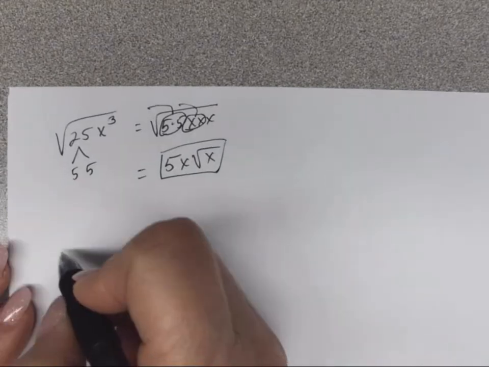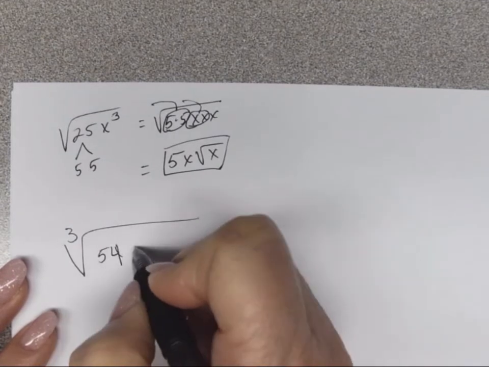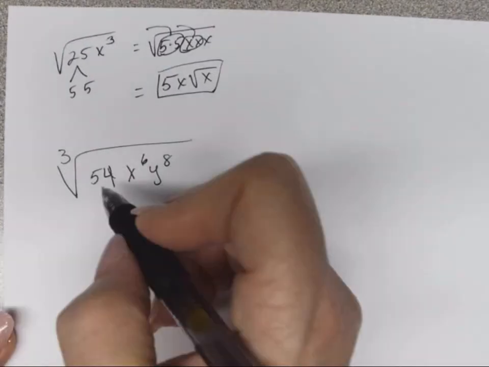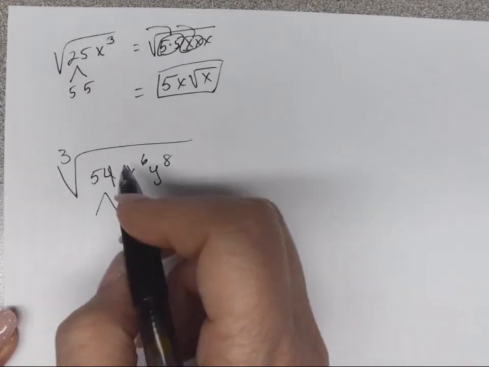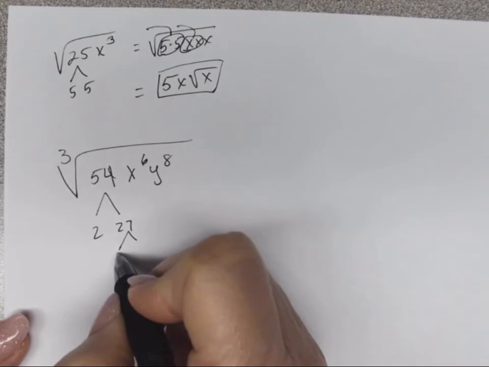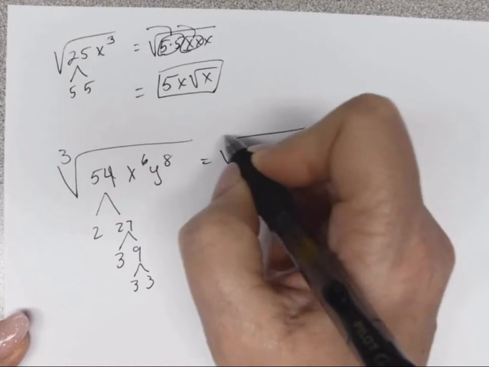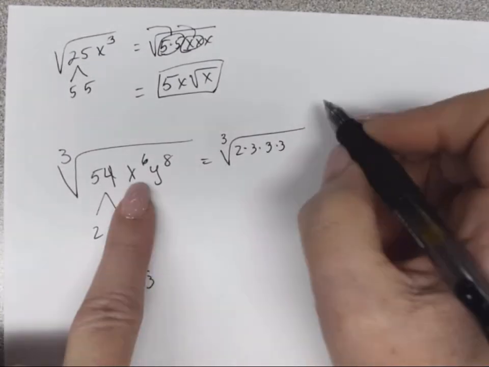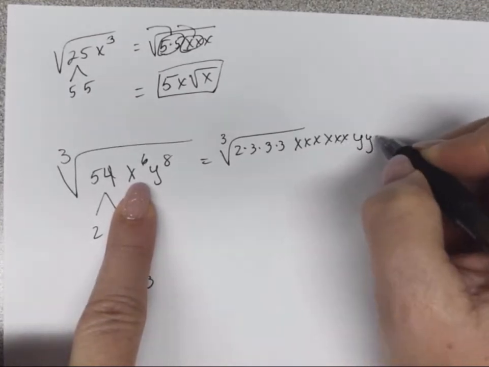All right, let's look at the cubed root of 54, x to the 6th, y to the 8th. So again, 54 we're going to break down. We can break that down a couple of different ways. I'm going to just go with 2 times 27. This 27 would be 3 times 9. 9 is 3 times 3. So this becomes the cubed root of 2 times 3 times 3 times 3. I have 6 x's, and I have 8 y's.